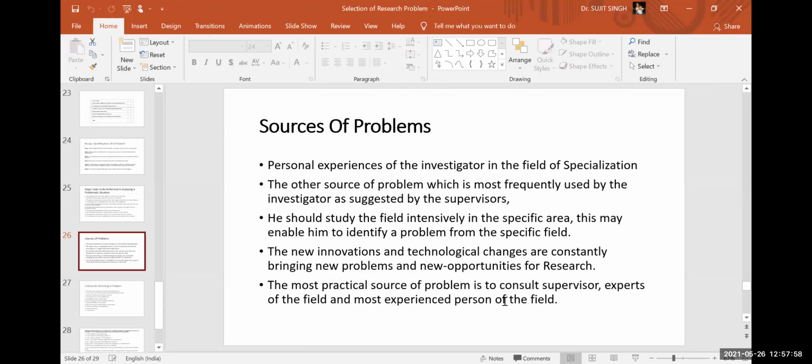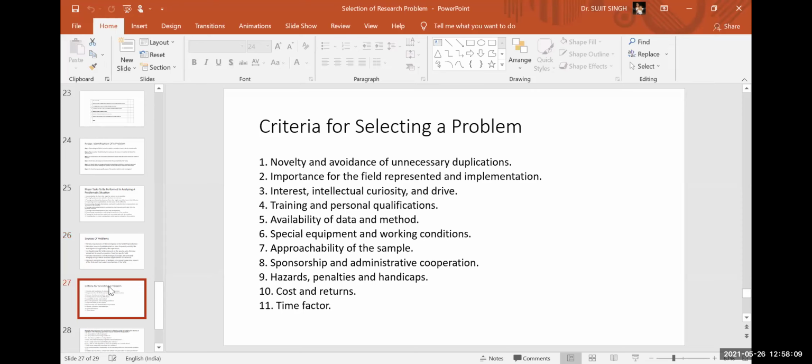So selection of the topic is your responsibility, and the next assignment of this course is on the selection of the topic itself. Okay. Now coming to the criteria for selecting a problem. Already we have discussed the checklist; this is only the summary of that. There should be some novelty. Novelty means new things. Importance for the field represented, and implementation, which should be practically implementable. People should be interested in that kind of research. You should have some sort of training qualification for it.